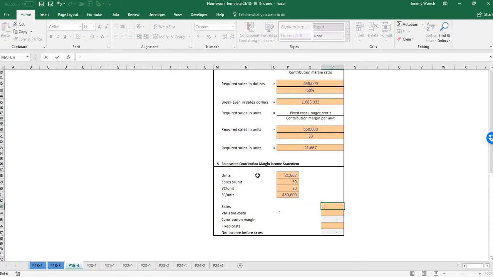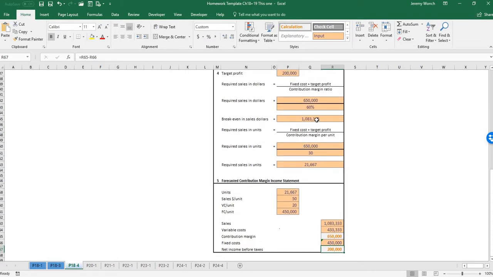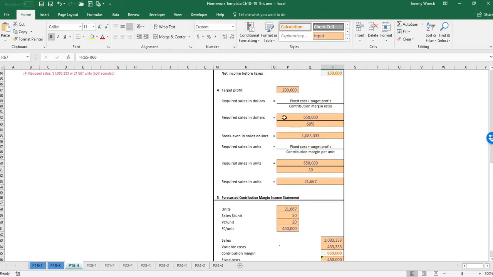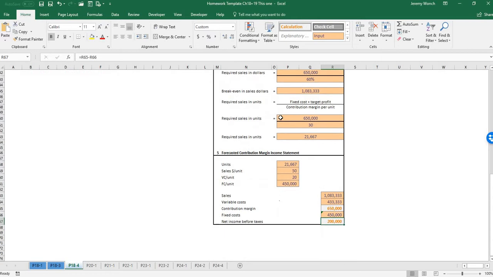All right, so our sales is units times price per unit. Our variable cost is units times variable cost per unit. And then fixed cost equals our 450 right here. So perfect, it comes out just like we calculated before. So break even in units, that matches here. Our target profit was 200,000. That's our target profit up here.